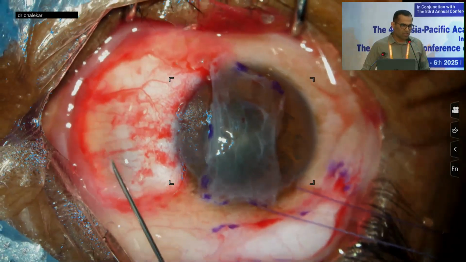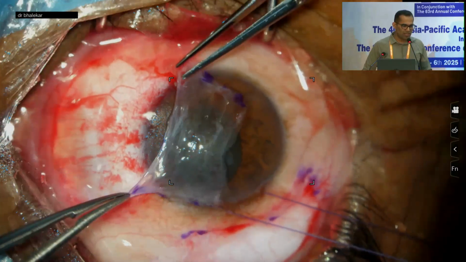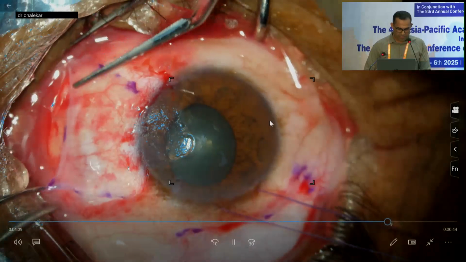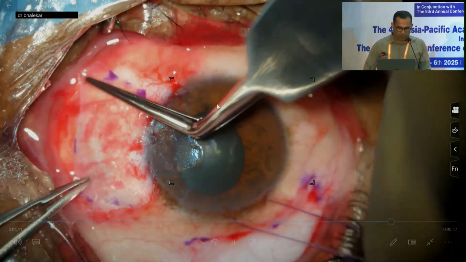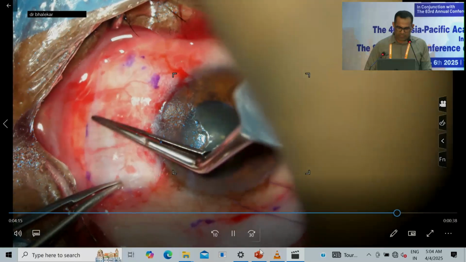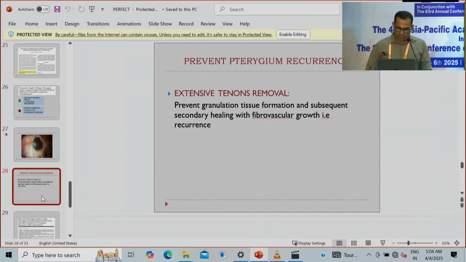And then rest of the things remain same. I just use fibrin glue all the time to secure the graft. Rest of all the steps Ikeda has already explained. So this is all about how I do modified perfect technique. Only thing we have to take care is excising the tenons completely. Now let's see what he has done to prevent the pterygium recurrence.